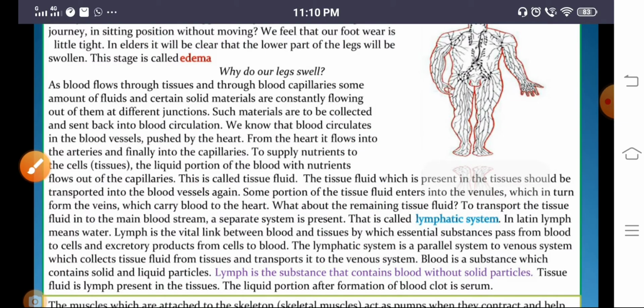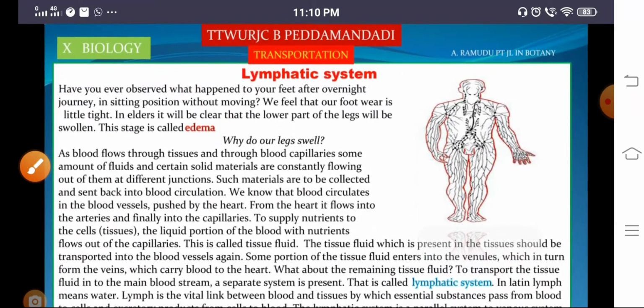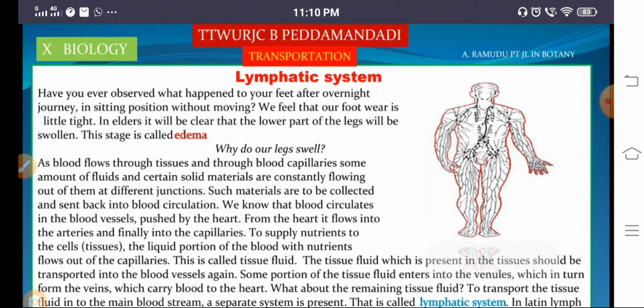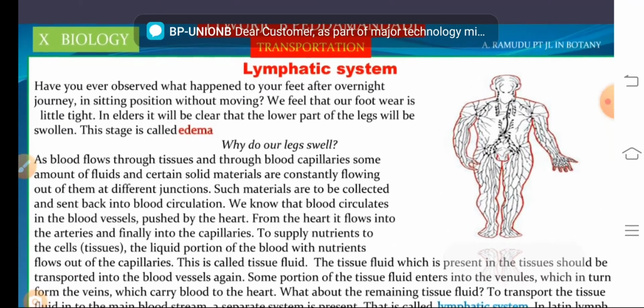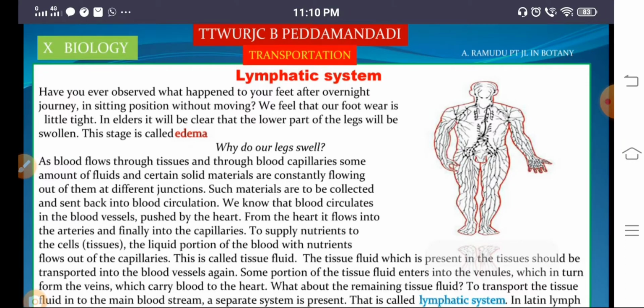So now let us take a detailed study of the lymphatic system. Whenever we sit in buses on a long journey, or in school or college, sitting for a prolonged time, what happens, mainly with older people, when they sit for a prolonged time?